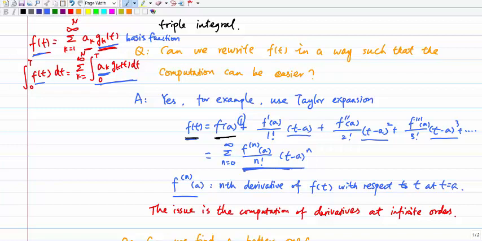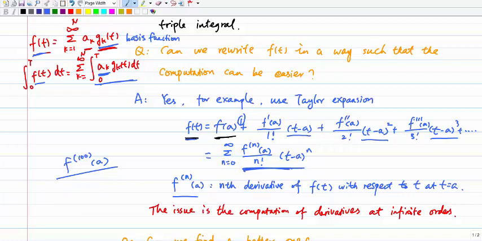You might ask, what is the issue with this one? One of the issues is that we have to compute the derivatives up to infinity. For example, for f^(100)(a), you have to compute the derivative 100 times. You take the first order derivative, then take a derivative again, and again, so on and so forth, which makes it really complex to figure out the exact form. So that's the issue with the Taylor expansion.